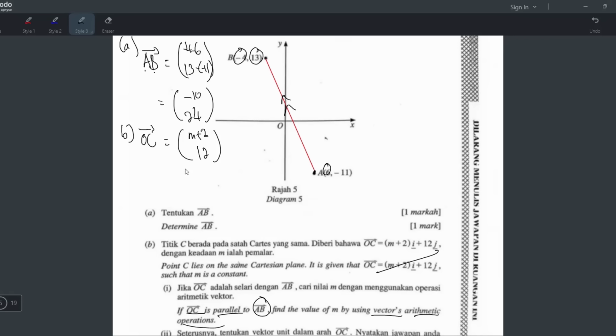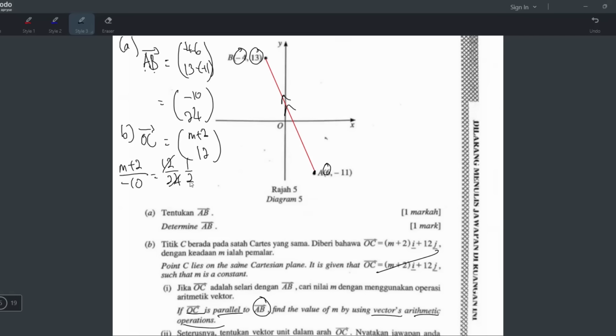If two vectors are parallel, OC and AB like that, you can actually do it fast. Just take this one over this one equals to this one over this one. If you do it like that, you will get the answer very fast. So I'm going to show you: (m + 2) over (negative 10) equals to 12 over 24. And then just keep going from here.